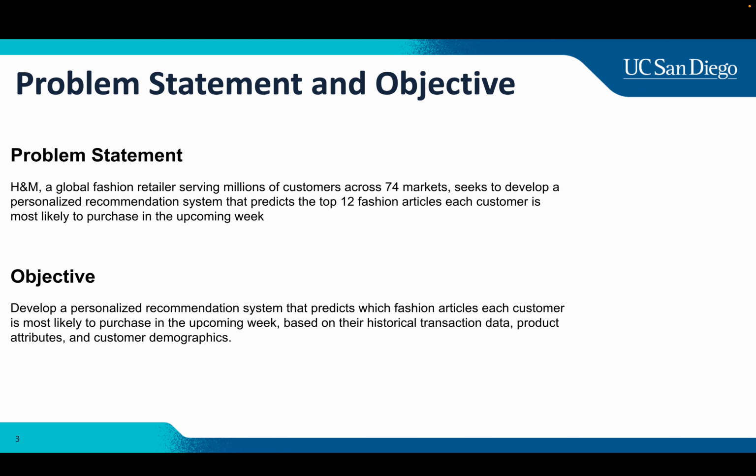So the problem statement is from H&M, which is a global fashion retailer serving across multiple markets, and it seeks to develop a personalized recommendation system that is able to predict the top 12 fashion articles each customer is most likely to purchase in the upcoming week. So the objective for us is to build a recommendation algorithm that is able to predict the fashion articles that each customer is most likely to purchase in the coming week based on their historical transaction data, product features, and customer demographics.